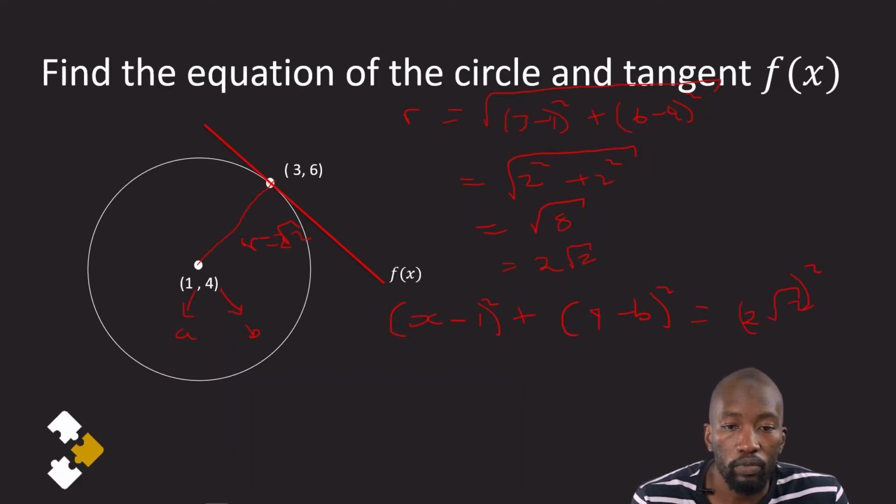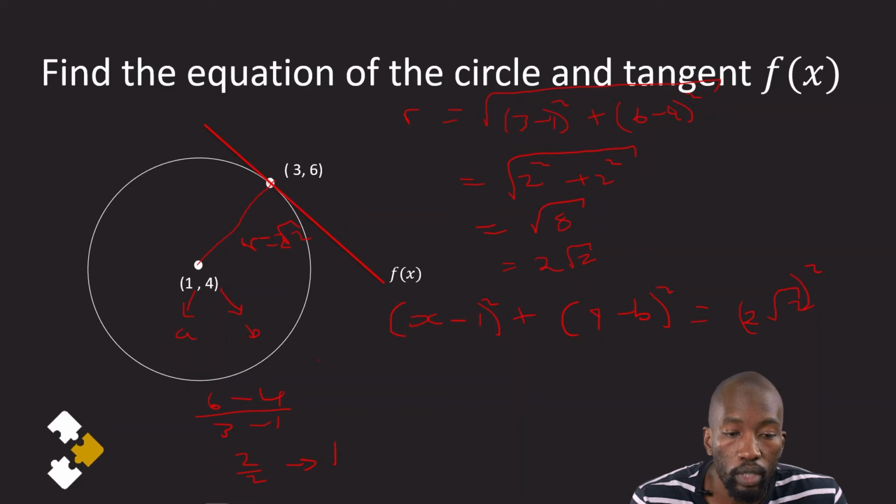Now we need to find the equation of the tangent. Now if we try to find the equation of the tangent, we need to find the gradient of the radius first. Then we can manipulate it to find the gradient of the tangent. So the gradient of the radius will just be 6 minus 4 over 3 minus 1, and that will just give you 2 over 2, which then gives you 1.